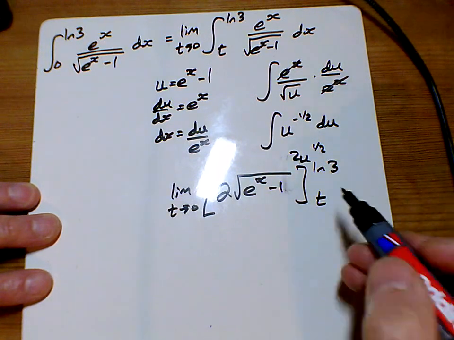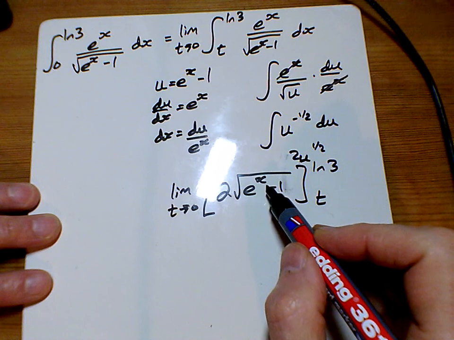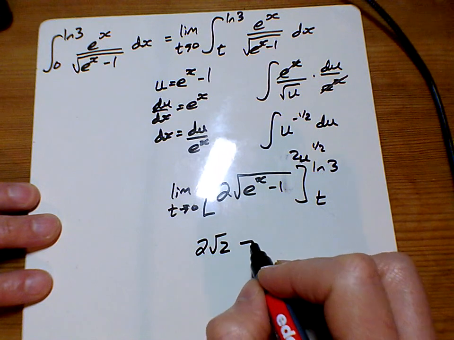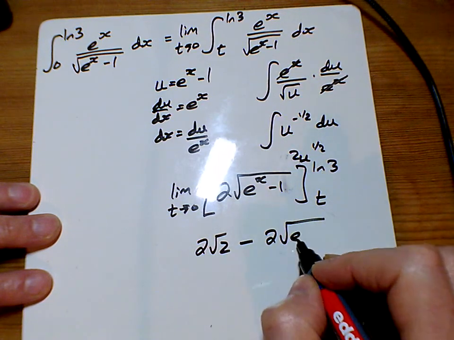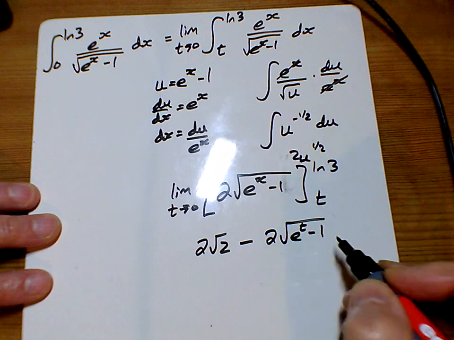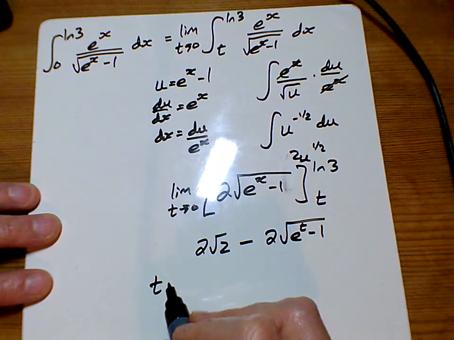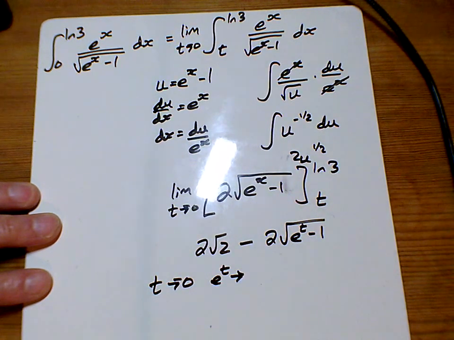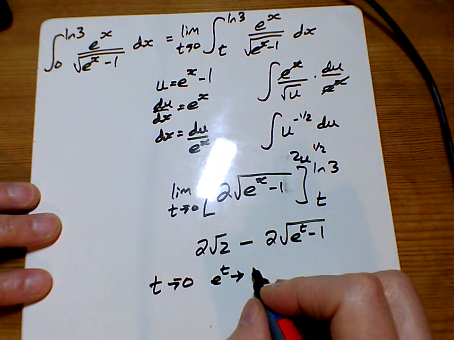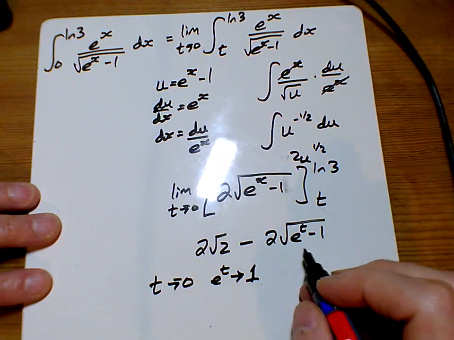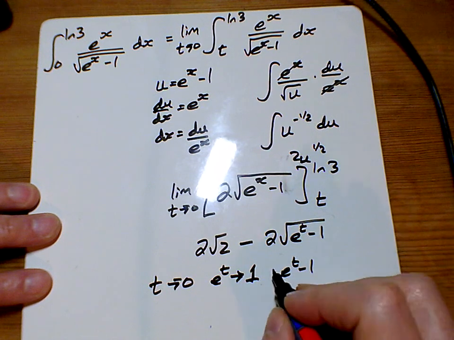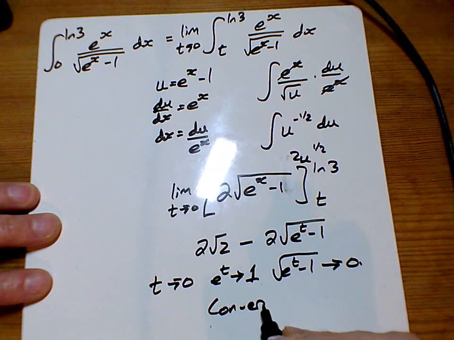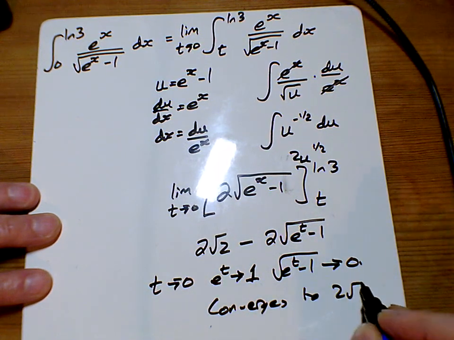Okay, right. Sticking the ln 3 in, e to the ln 3 makes 3. 3 take away 1 is 2. So we've got 2 root 2 take away 2 root e to the t take away 1. Now, as t tends to 0, e to the t tends to 1 there, doesn't it? And so that means this whole thing here, e to the t take away 1 square rooted, that tends to 0, and so it converges, and it converges to 2 root 2.